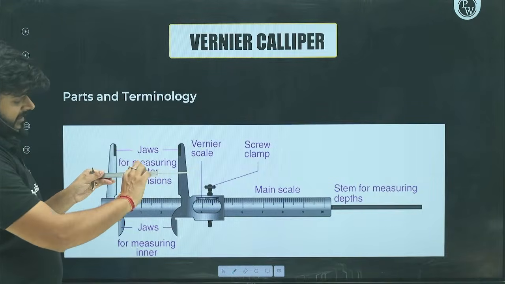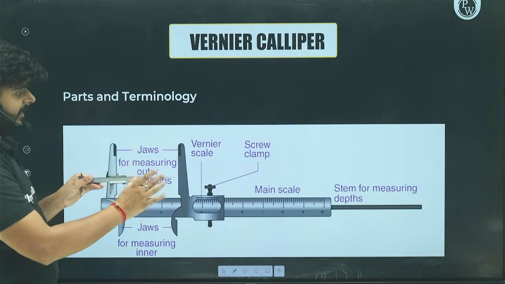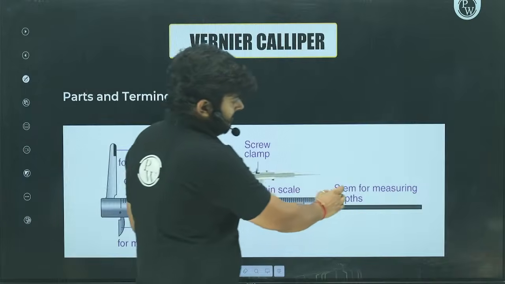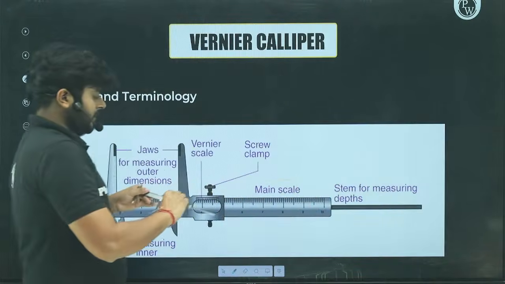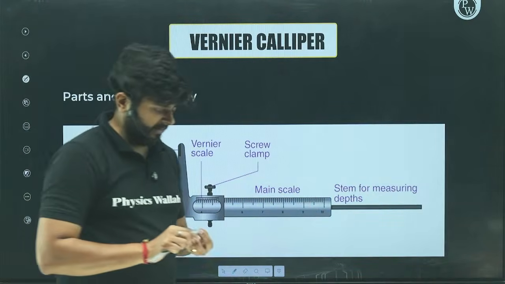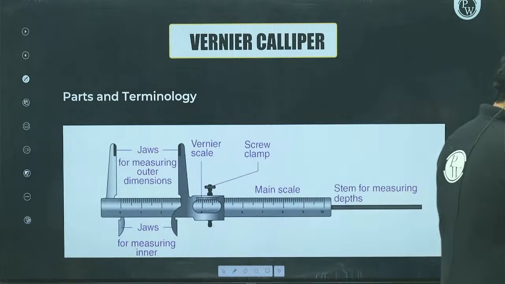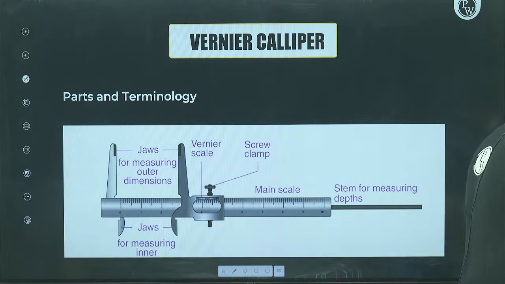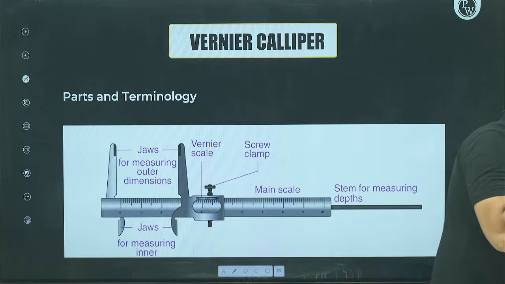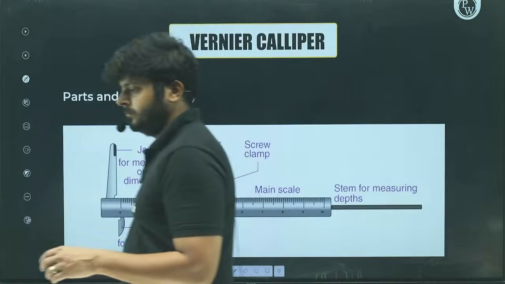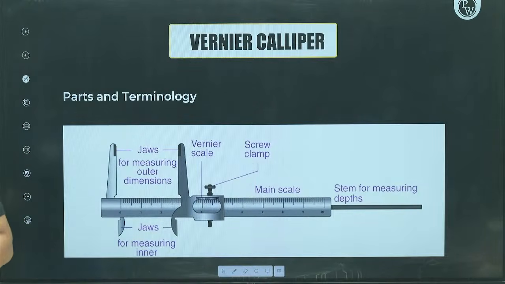This is the main scale. This is the sliding or Vernier scale, right? And this is the stem for measuring the depth. So all the readings will be taken in 2 parts. First of all, you will take the main scale reading, and then you will take the Vernier scale reading, right? I hope the idea is very, very clear.